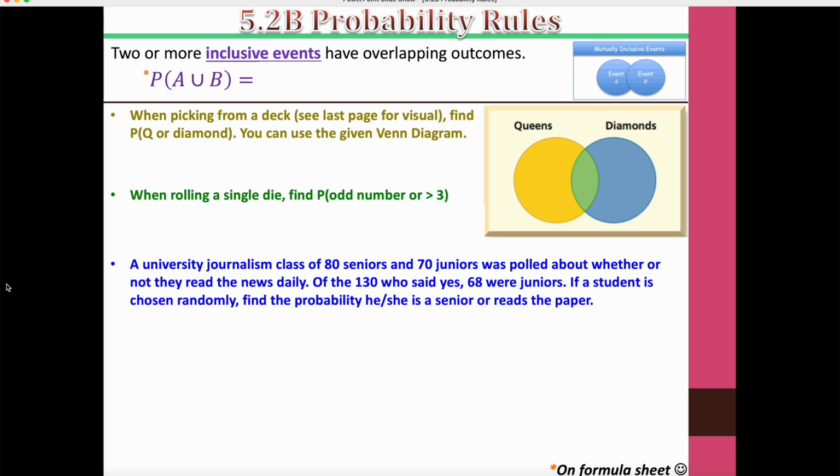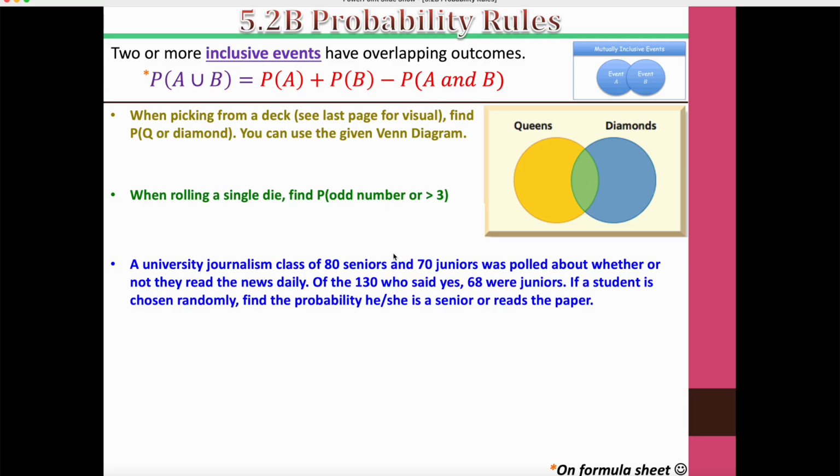So what do we do to undouble count the overlap? We subtract it. So we say the probability of A or B is the probability of A plus the probability of B minus those that we've double counted, which is the overlap between those two things. In the Venn diagram, that's the visual representation of that overlap.